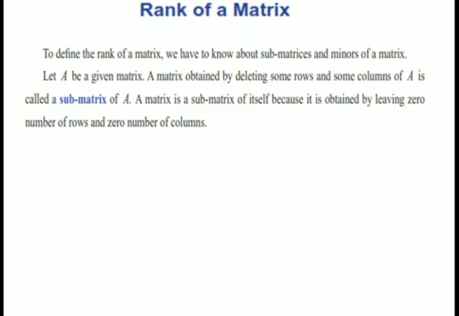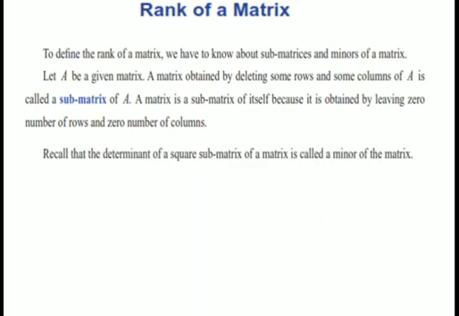Then rank of matrix. To define the rank of a matrix, we have to know about submatrices and minors of a matrix. Let A be a given matrix. A matrix obtained by deleting some rows and some columns of A is called a submatrix of A. A matrix is a submatrix of itself because it is obtained by leaving zero number of rows and zero number of columns. Recall that the determinant of a square submatrix of a matrix is called a minor of the matrix.